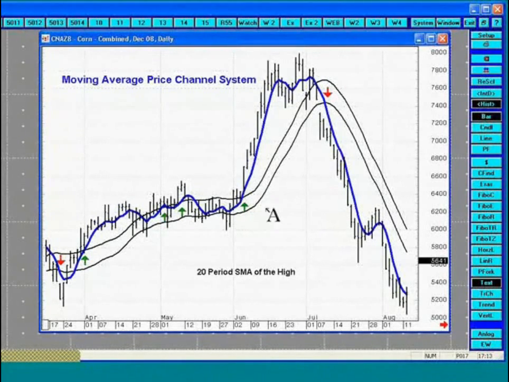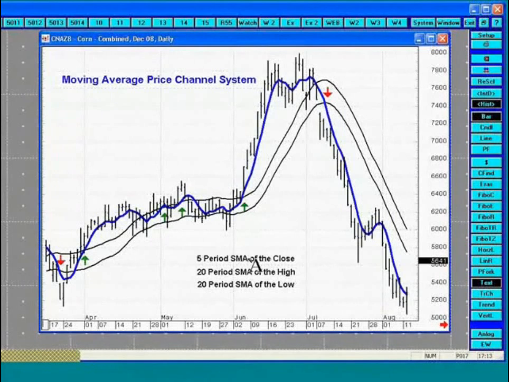The lower black line is a 20 period simple moving average of the low. This is your moving average price channel. Now notice there's another line here, which is a blue line. I forgot the setting for that, but that is a 5-period moving average right there. Again, it's a 5-period simple moving average, and it's going to be of the close.